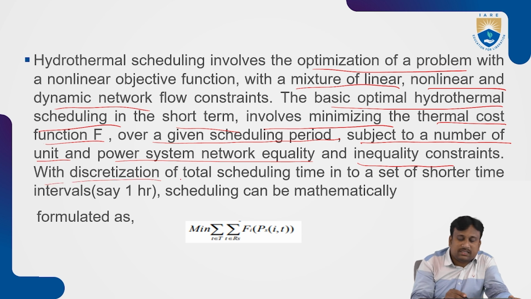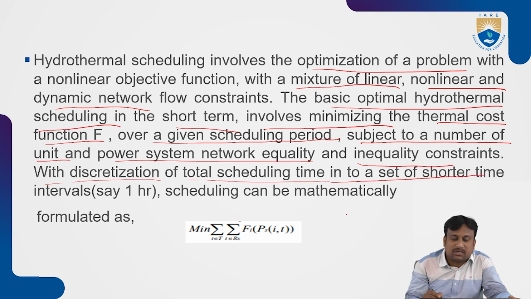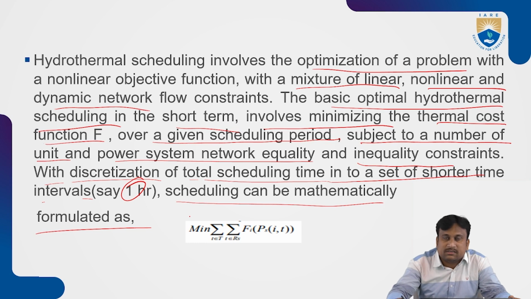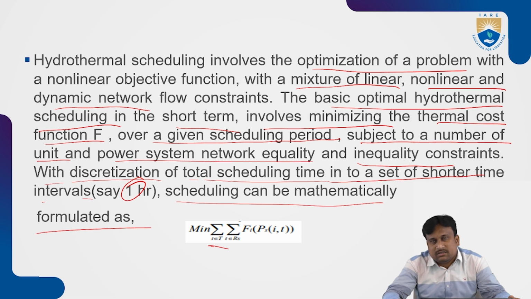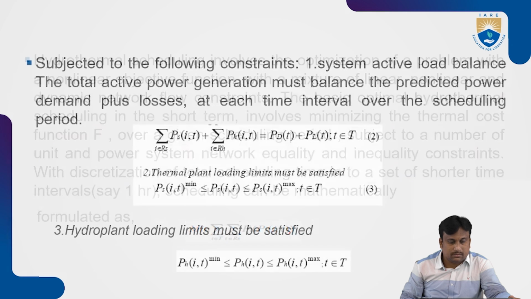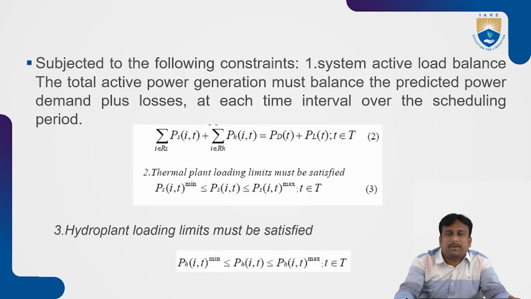With the discretization of the total scheduling time into a set of shorter time intervals, for example 1 hour, the scheduling process can be mathematically formulated as the minimum of the summation of Fi of Ps(i,t) functional variables. So this will exist, and it will be subjected to the following constraints.